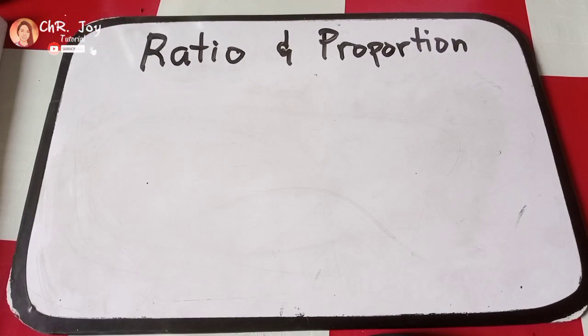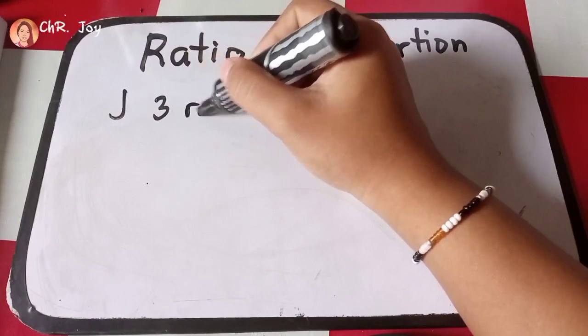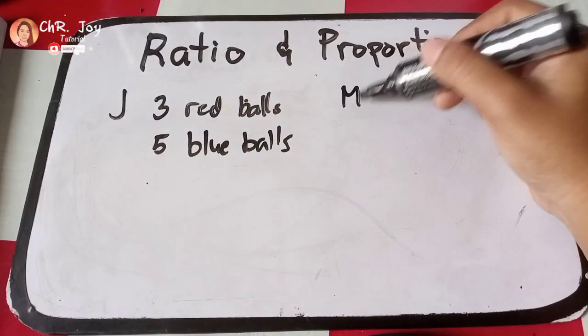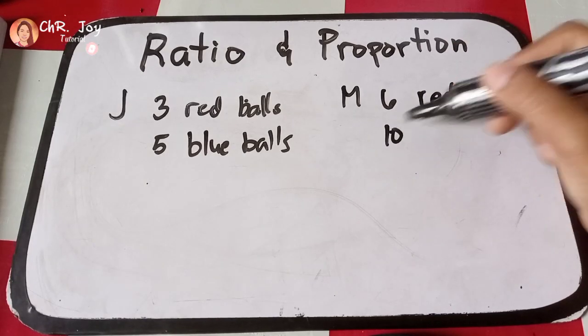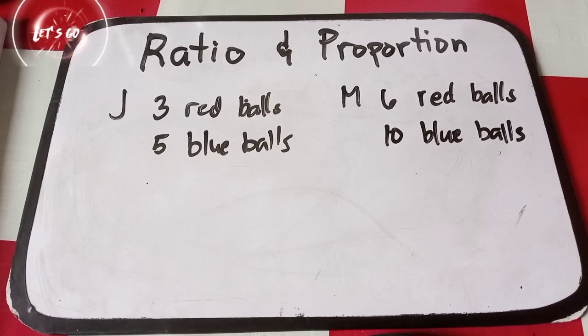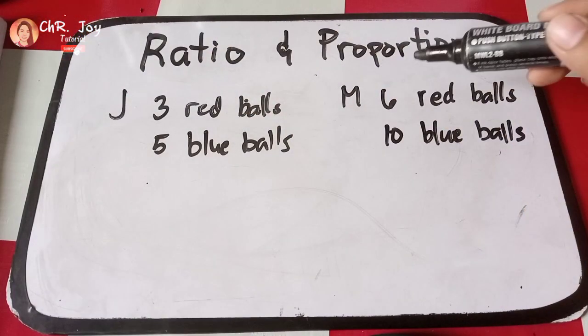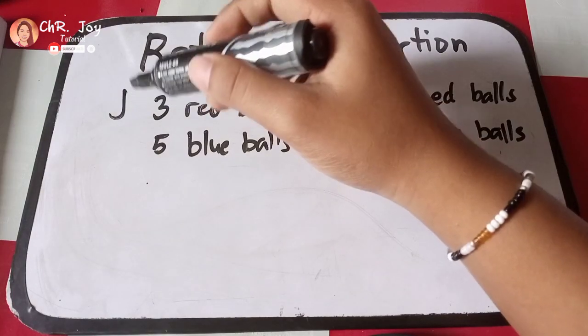Next problem is about proportion. Jake and Mark have ball collections. Jake has 3 red balls and 5 blue balls. Mark has 6 red balls and 10 blue balls. The question is, what is the ratio of Jake's red balls to his blue balls, and what is the ratio of Mark's red balls to his blue balls?